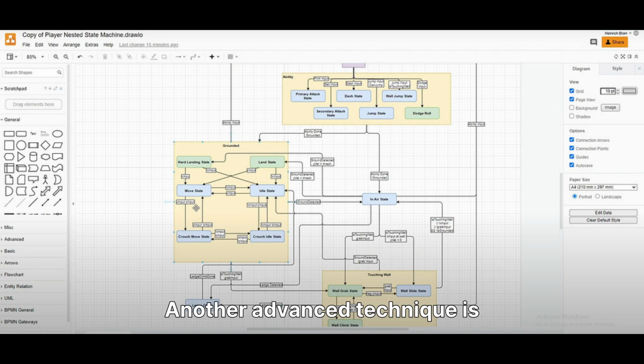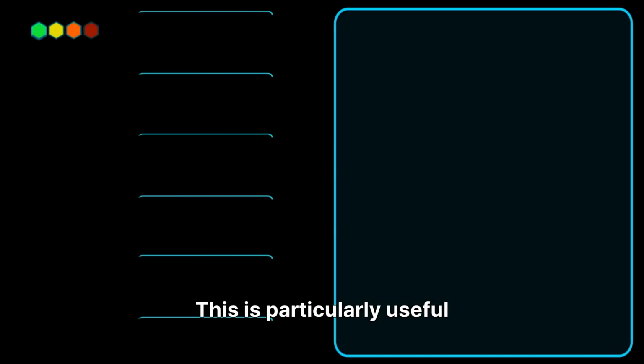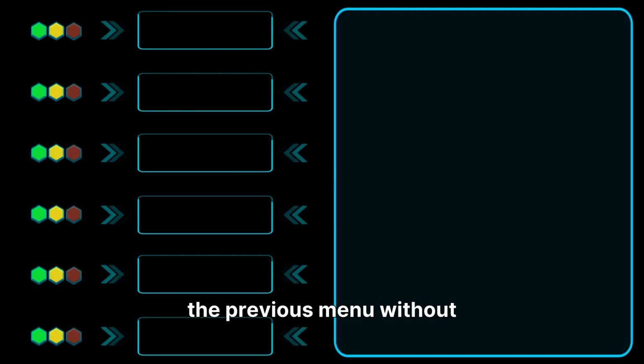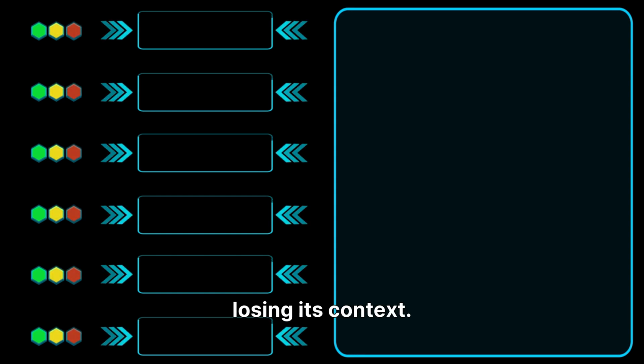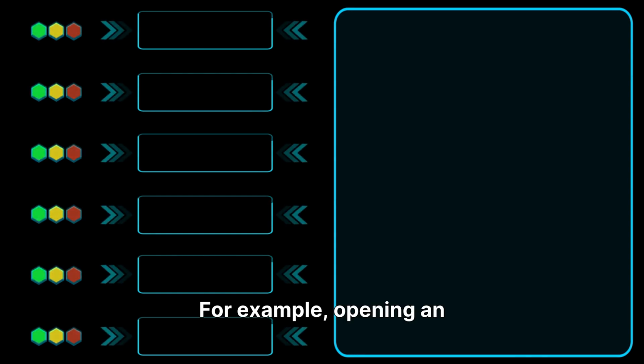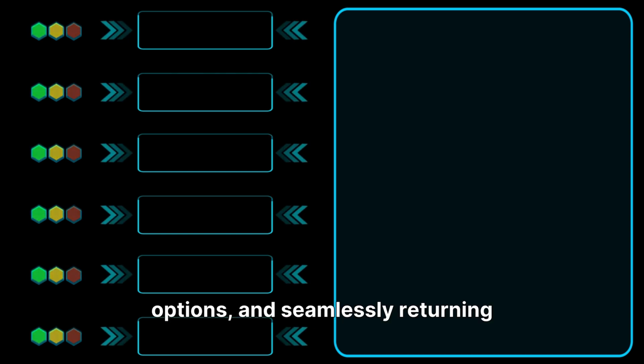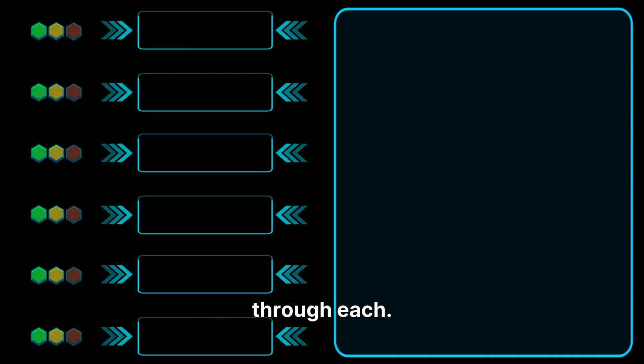Another advanced technique is using a stack-based state machine for managing UI or nested states, allowing you to push and pop states. This approach is particularly useful when you have hierarchical states, where one state can temporarily suspend another. This is particularly useful for menus where you might open a submenu and then return to the previous menu without losing its context. For example, opening an options menu from the main menu, then a video settings menu from options, and seamlessly returning through each.